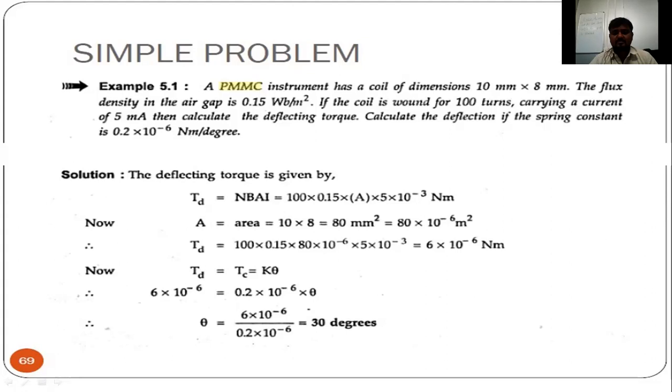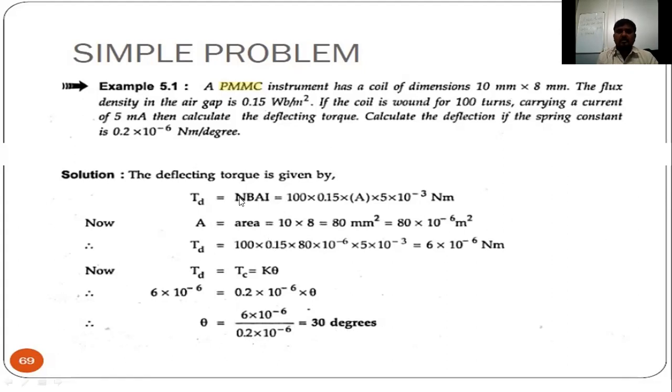Understood? Same simple calculation as it is. You can do the calculation. 6 divided by 0.2, that is nothing but 30. 10 to the power of minus 6 gets cancelled. 6 divided by 0.2 is nothing but 30 degree.